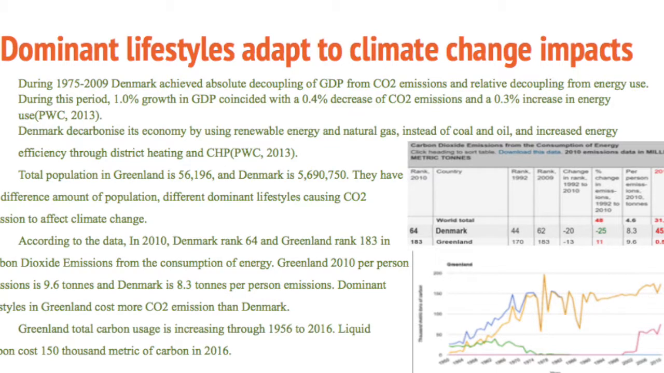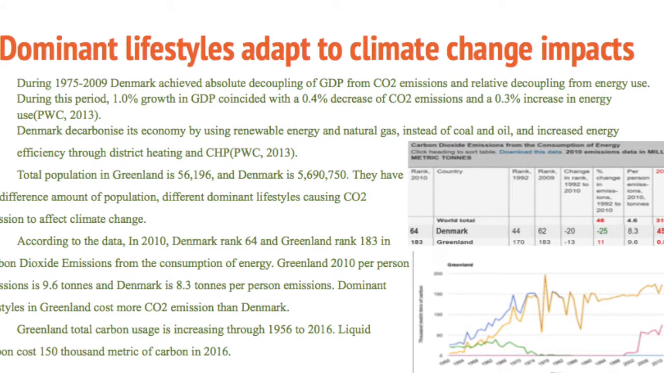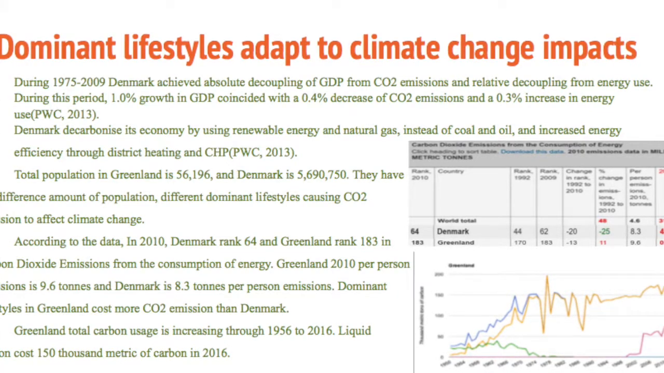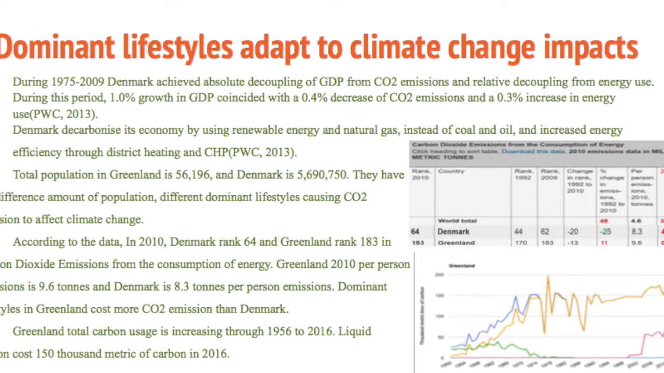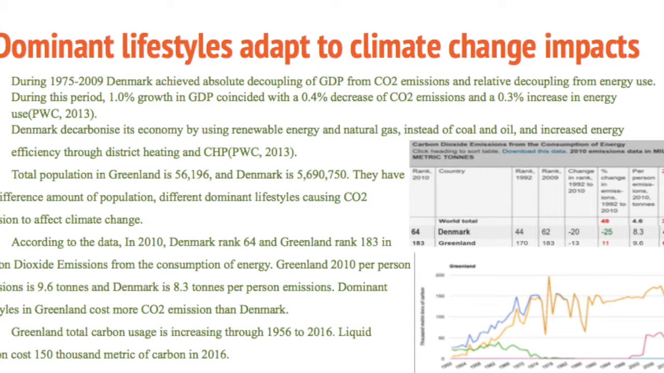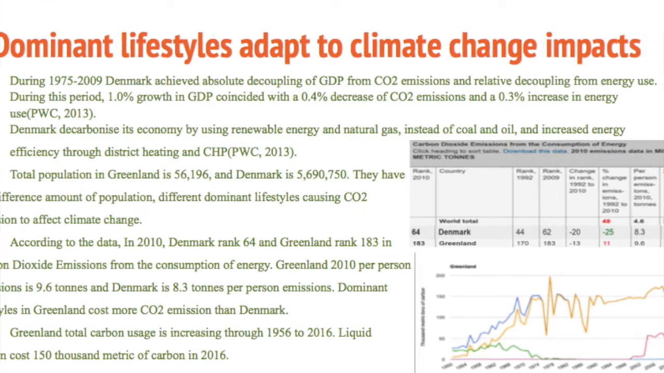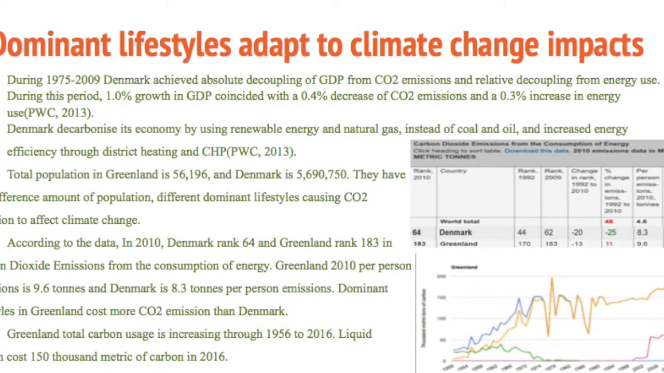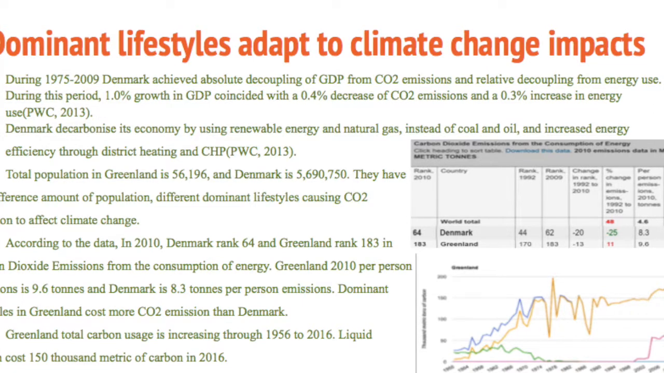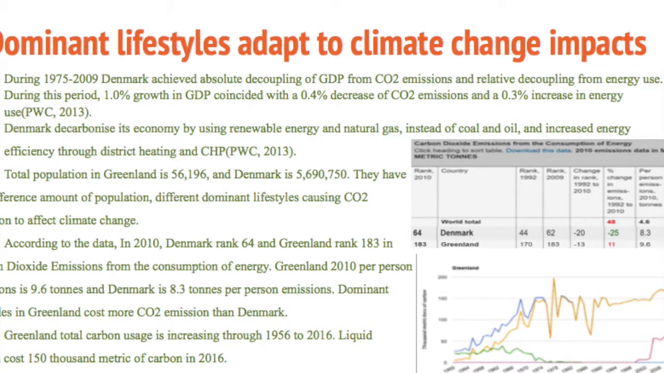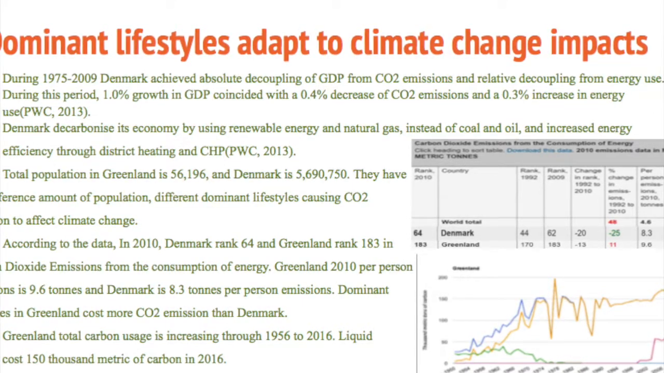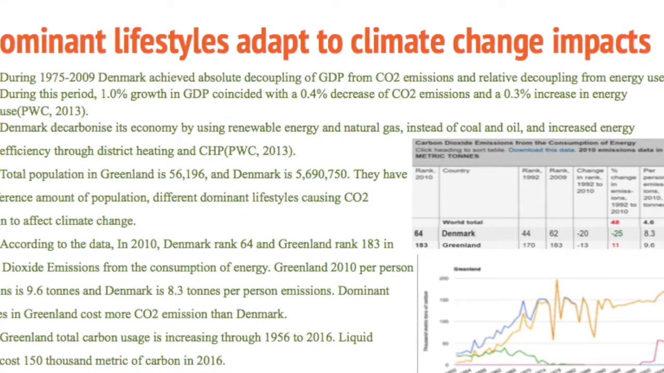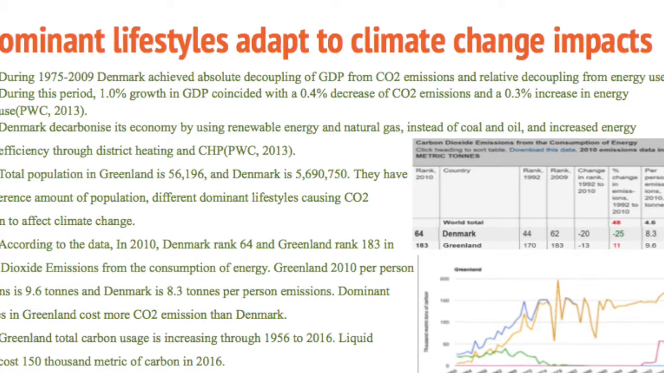Total population in Greenland is 56,196, and Denmark is 569,750. They have a big difference in population and domestic lifestyles, causing carbon dioxide emissions to affect climate change differently. According to the data, in 2001, Denmark ranks 64 and Greenland ranks 183 in carbon dioxide emission from the consumption of energy.